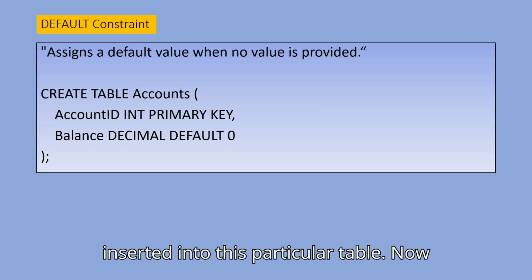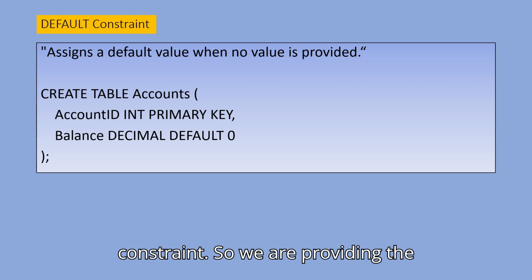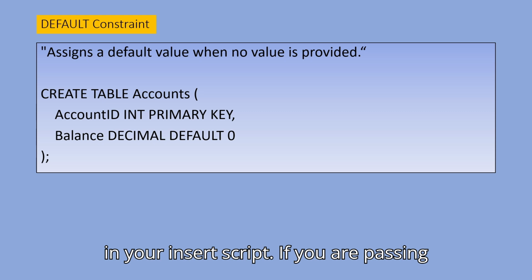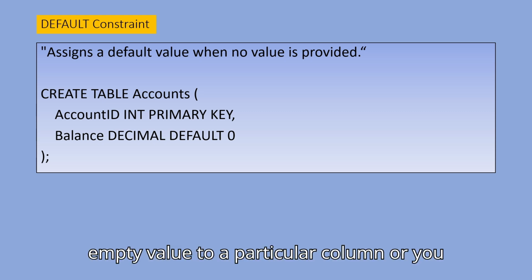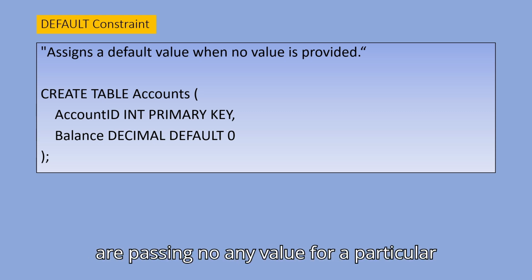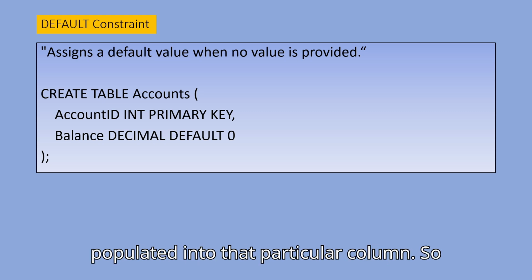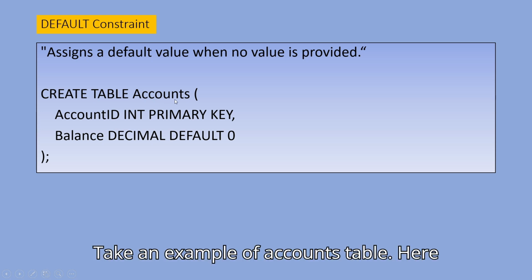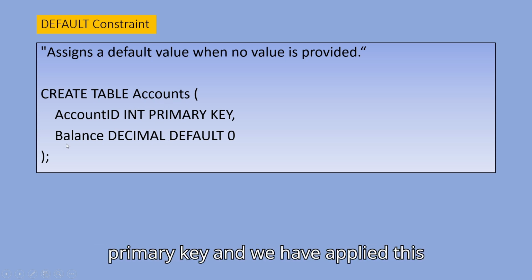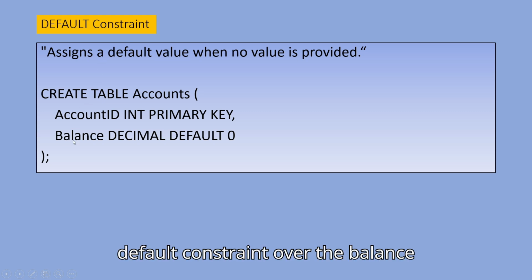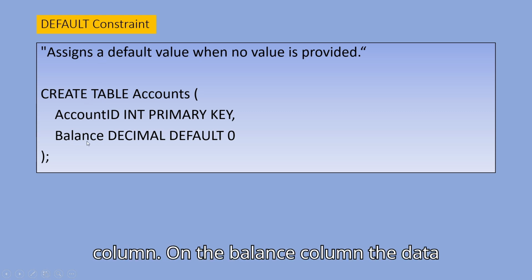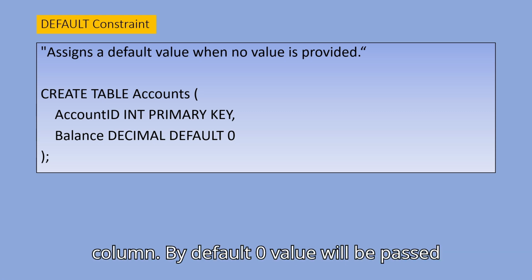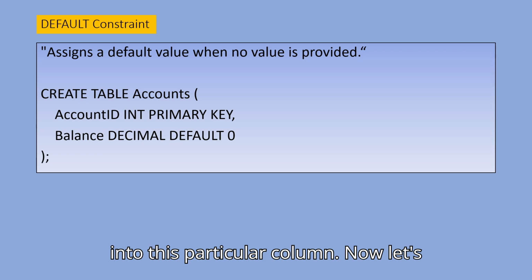Now lastly, let's discuss the default constraint. We provide a default value when no value is provided. In your insert script, if you pass an empty value or no value for a particular column, then the default value will be populated into that column. So how to provide the default constraint? Take an example of the accounts table here. In the accounts table, account ID is the primary key and we have applied the default constraint over the balance column. On the balance column, the data type is decimal and the default value is 0. When no value is passed to this column, by default a 0 value will be populated into it.